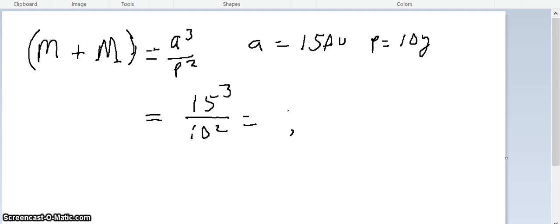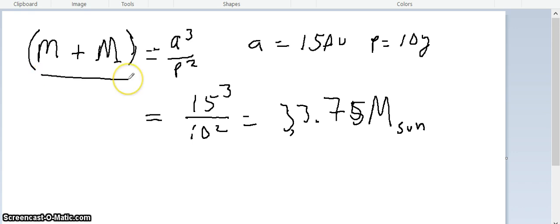So it's going to be 33.75, times the mass of the sun. Right, the numerical value turns out to be 33.75 times the mass of the sun. And this combined mass, you know, little m plus big M, is always in solar units. All right, so try that yourself. That's the example.